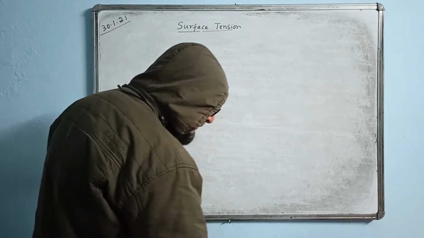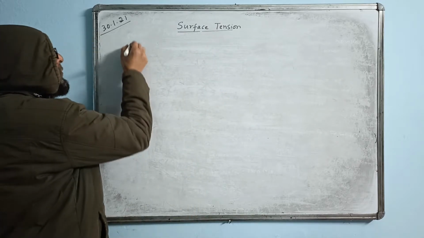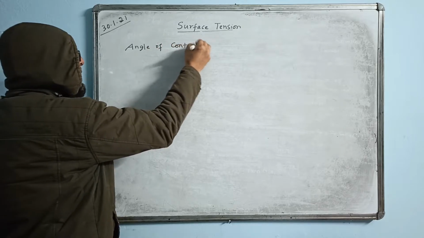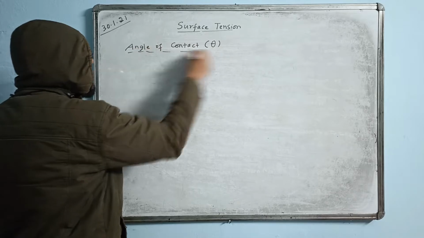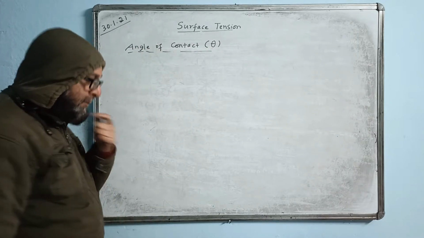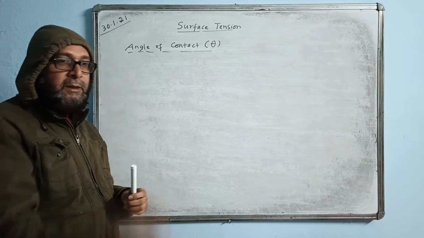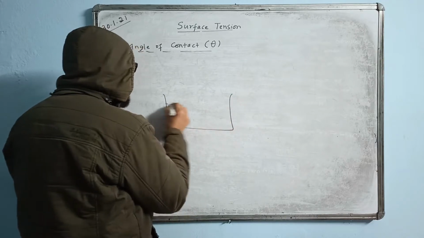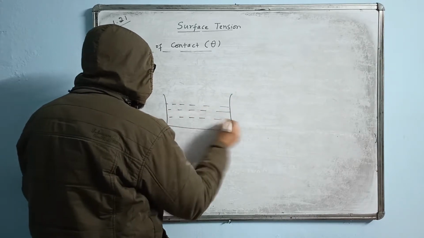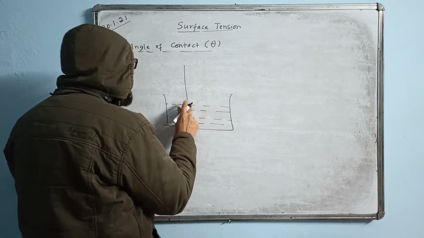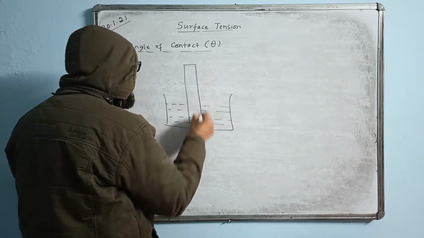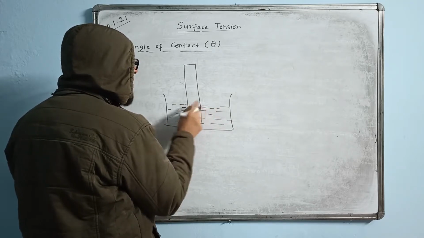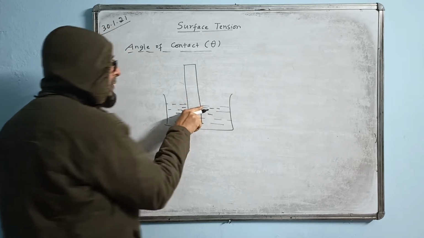Okay, now the next topic you have to know is the angle of contact, denoted by theta. This especially happens when a solid is immersed in a liquid. For example, suppose we have a container in which there is some liquid. Let us have a solid. This solid can be a piece of glass, or anything else. This is the point of contact of the solid and the liquid.